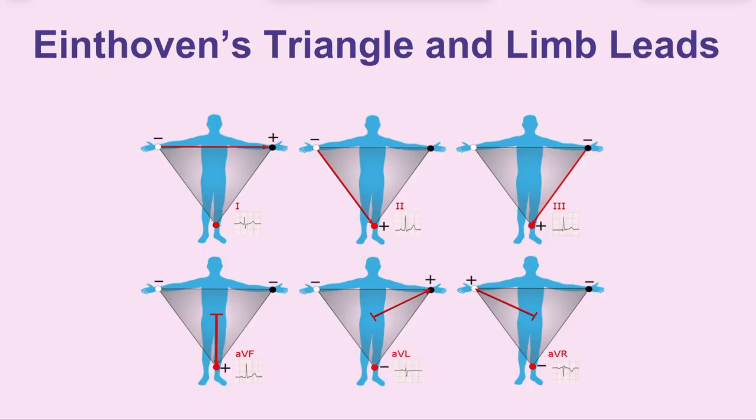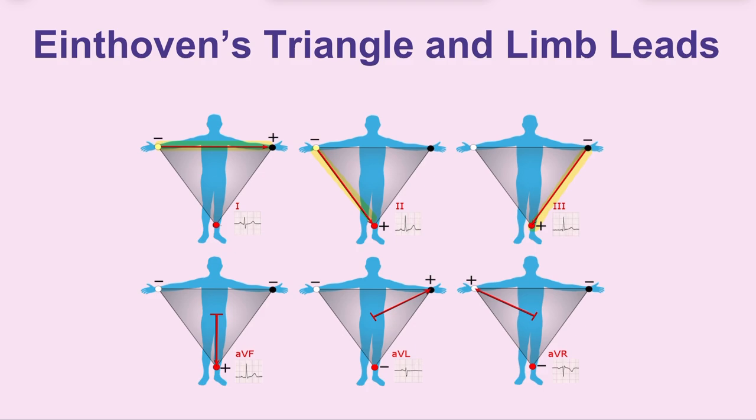Now, Einthoven's triangle was the beginning, and through that we were able to create 3 different augmented leads. And so this is lead 1, remember here, right arm to left arm. Lead 2, right arm to left leg. And lead 3, left arm to left leg.